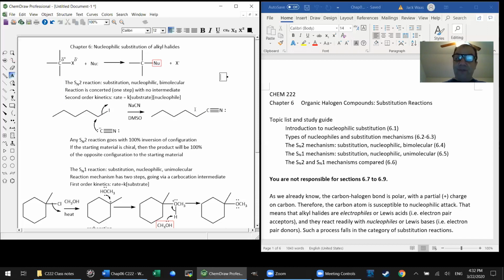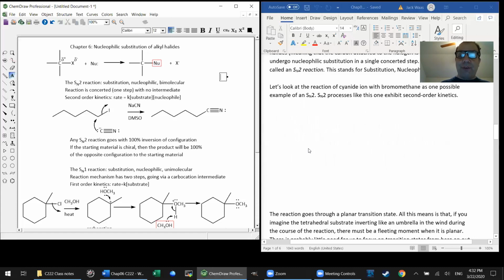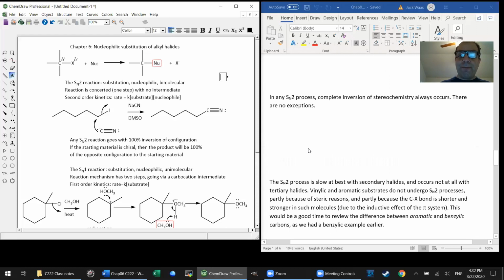100%. In fact, you could almost say that the definition of an SN2 reaction is one in which there is 100% inversion of configuration. So that's pretty much what we said. We also went over the energy diagram, and I think you have that already in your class notes. So that's one type of nucleophilic substitution reaction.